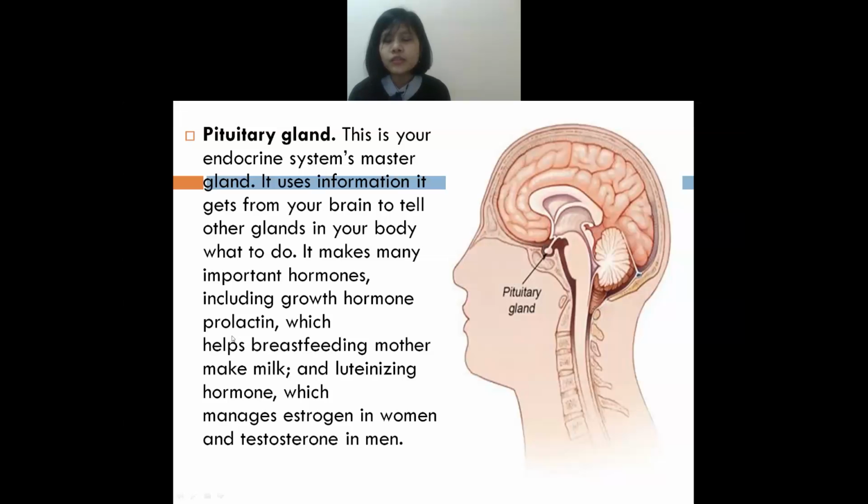Okay, let me repeat again. What is the name of the next gland which the endocrine system makes? It is the pituitary gland. The pituitary gland you will also find in your brain, and it is also known as the master gland. Master gland means what?